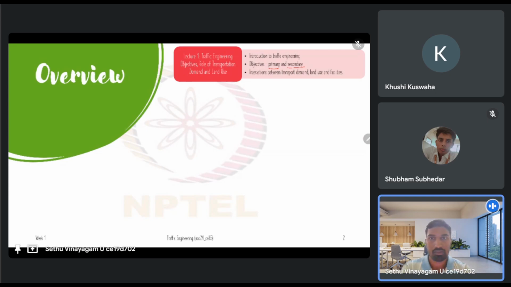That is one of the objectives. Then we have economic objectives. So economic objective is mostly in terms of the money involved, right? So for the users of the transportation system, it is the cost involved.